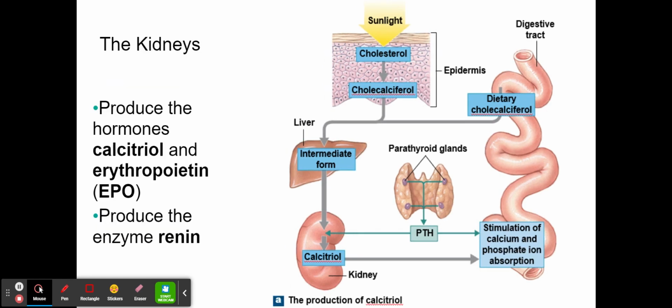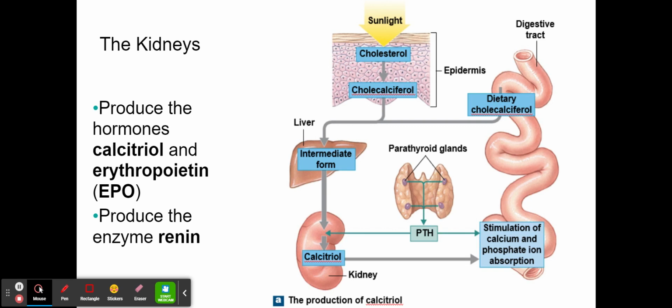The kidneys release the steroid hormone calcitriol, the peptide hormone erythropoietin, and the enzyme renin. Calcitriol is important for calcium ion homeostasis. Erythropoietin and renin are involved in the regulation of blood volume and of blood pressure.